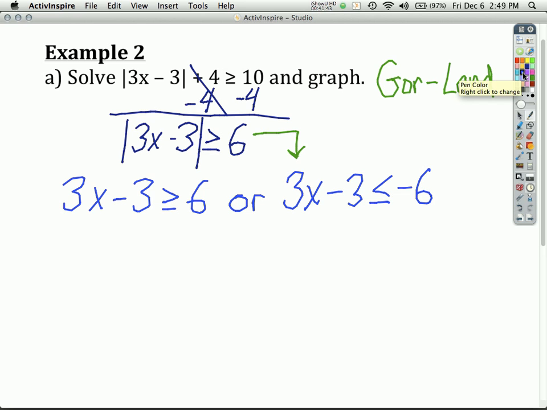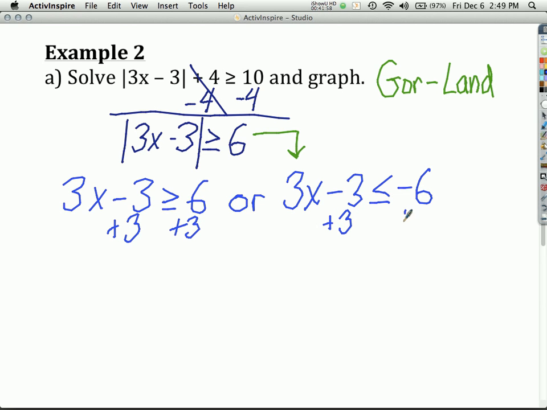How do we solve? What's the first step going to be for both of them? Go ahead, Anissa. Yeah, we're going to add 3 to both sides on all of them. Add 3. We'll just get a different result.